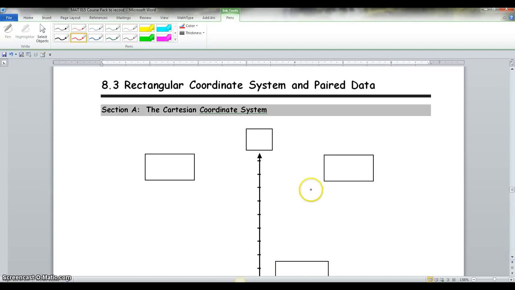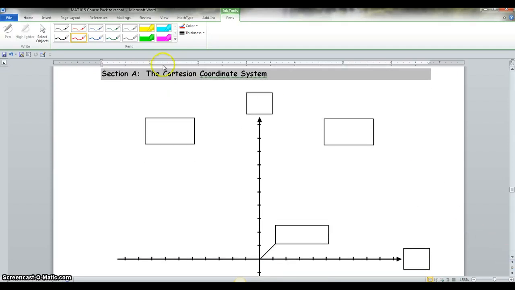So now we go to 8.3, which is 8.3 rectangular coordinate systems and paired data. Okay, now we have 8.3 section A, the Cartesian coordinate plane.